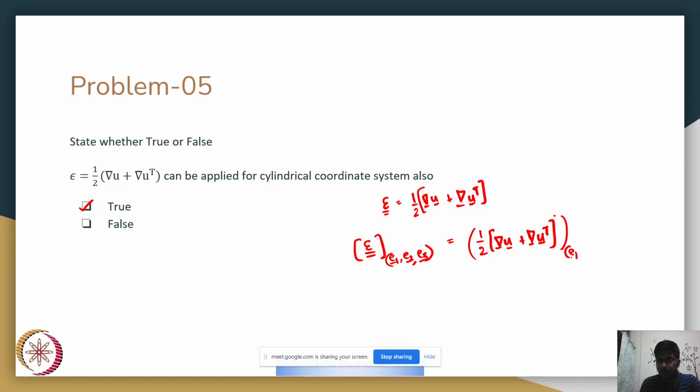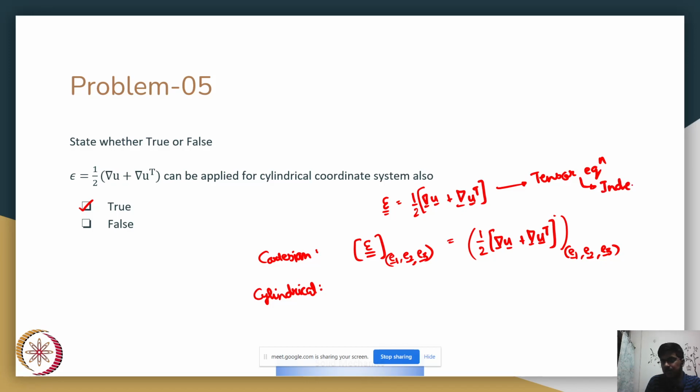So you can write it for, say, Cartesian coordinate system, and you can also write a similar equation for the cylindrical coordinate system. So this is a tensor equation, which means that it is independent of coordinate system. And if you want to write it in a coordinate system, we write it as we are showing, e_r, e_theta, e_z.